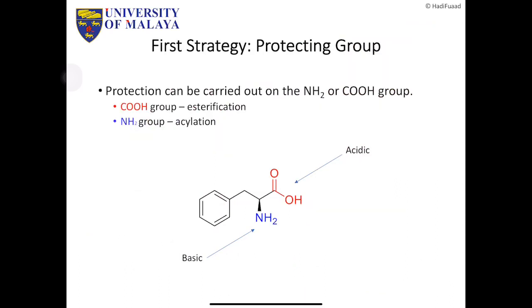Okay, so this slide is just as I mentioned. We have two functional groups, amine, which is basic, and carboxyl, which is acidic. Okay, so in this sense, to protect either or, for a carboxylic acid group, normally the approach is esterification, while for the amine group it is acylation. We'll go and look at all of these reactions one by one.